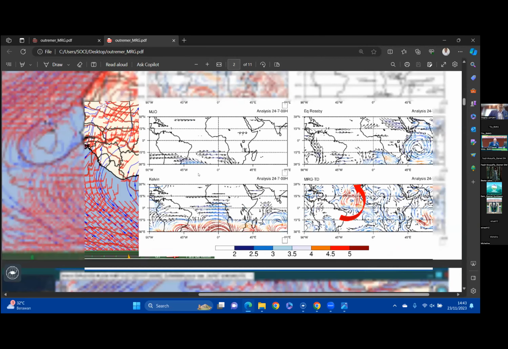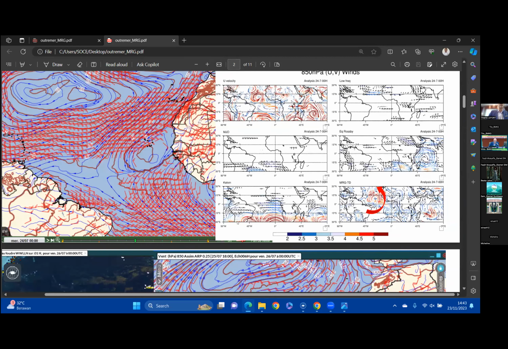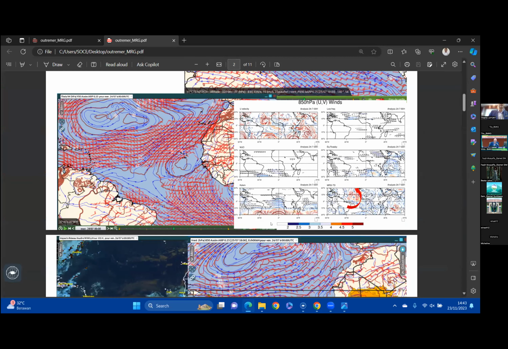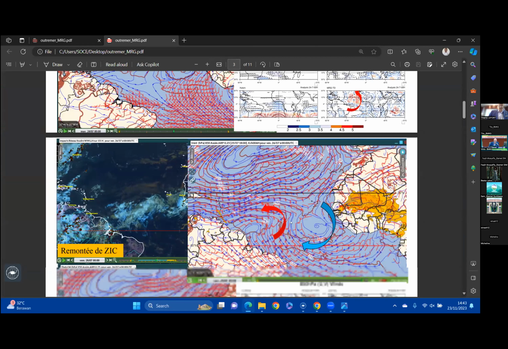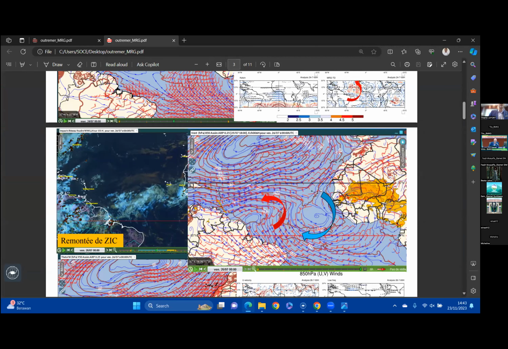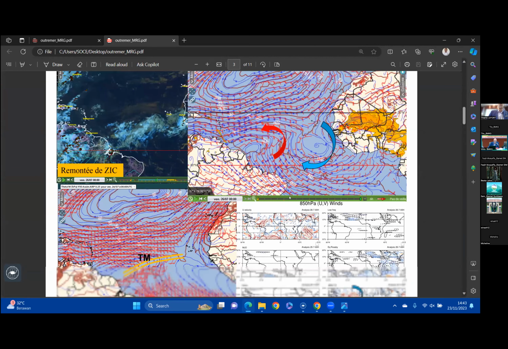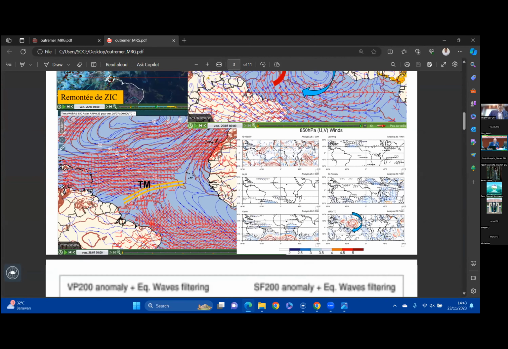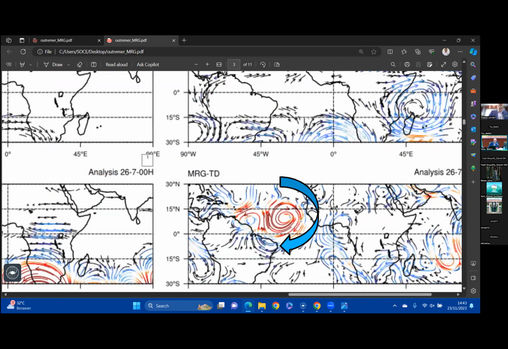And then 2 days later, the vorticity has moved west, and west of Africa there was a lot of anticyclonic vorticity. And you can find it here. You can still find the anticyclonic vorticity of the MRG. So this was a very big event.